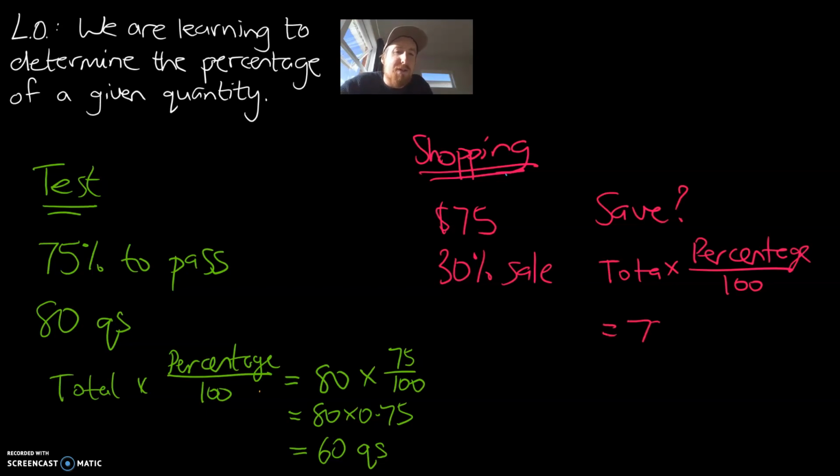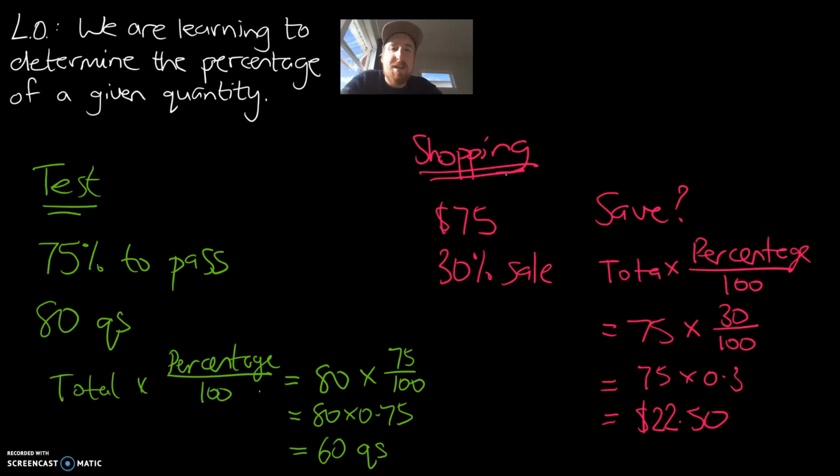So what we're going to do is we're going to do 75, and we're going to times it by the percentage, which is 30, divided by 100. So that's also 0.3. Next step, we're then going to go 75 times 0.3. So what we've done is we converted that fraction into a decimal now. And if we plug that into our calculator, that means I'm going to save $22.50.